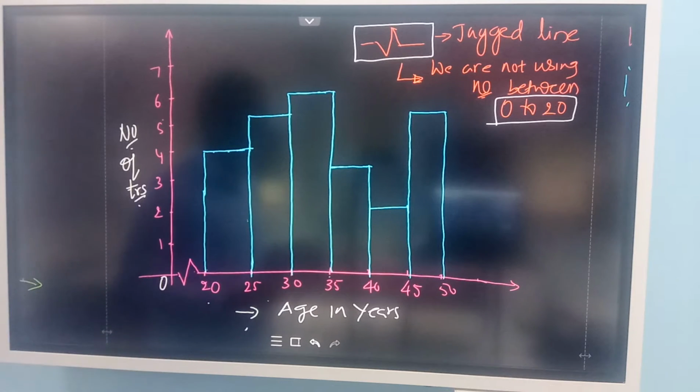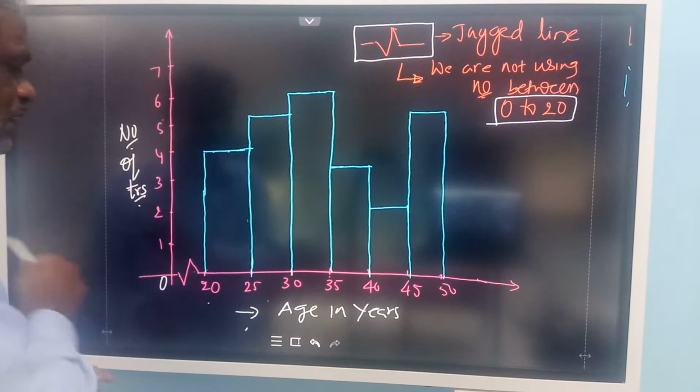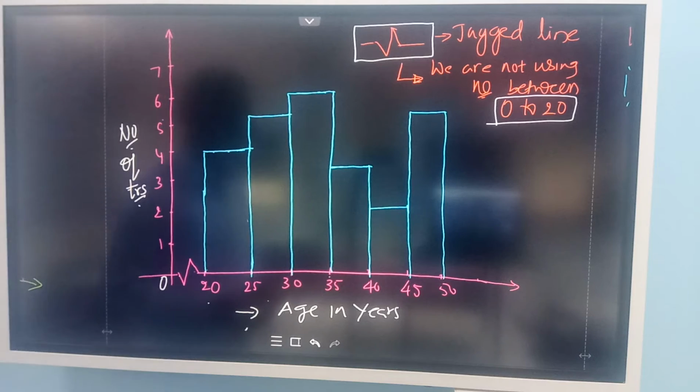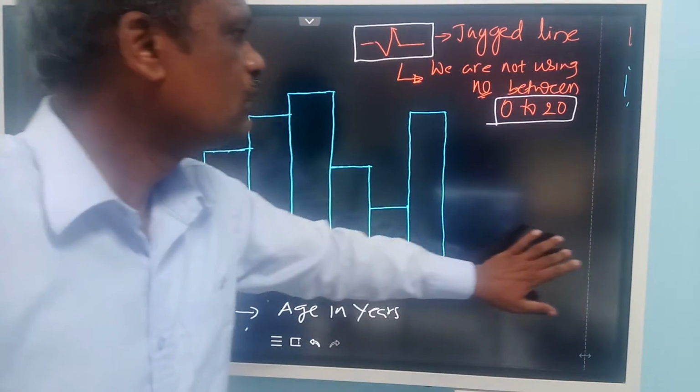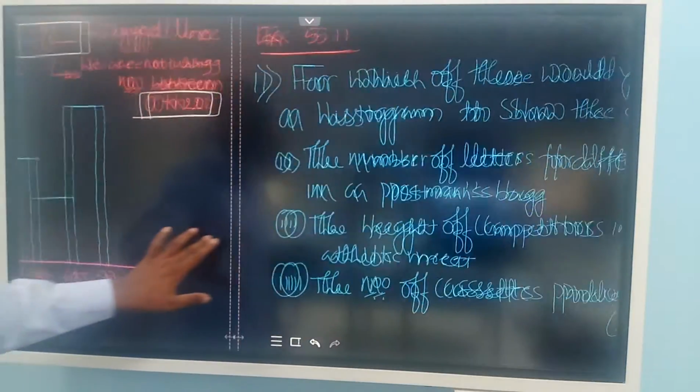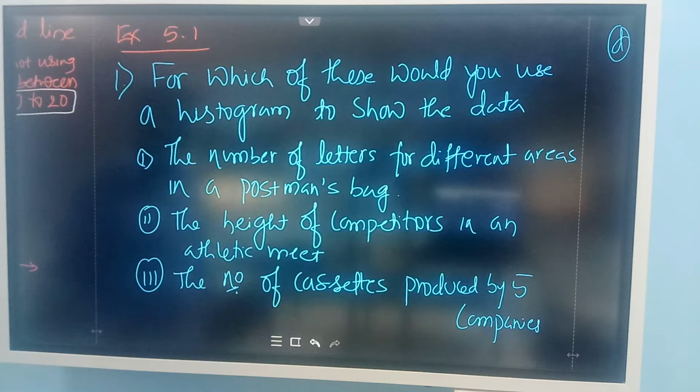So therefore this is the graph. The only difference between the previous one and this one is that we have used a jagged line or a broken line here. We call it a broken line or jagged line. So now let us go to exercise 5.1. First question. Look at this, all of you.